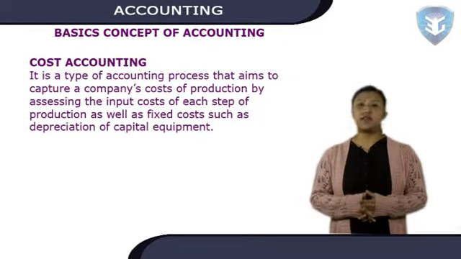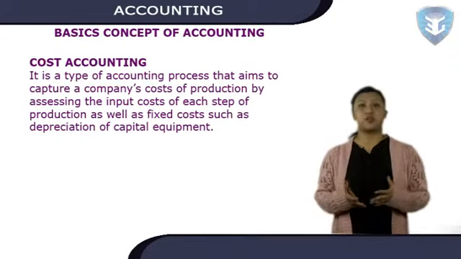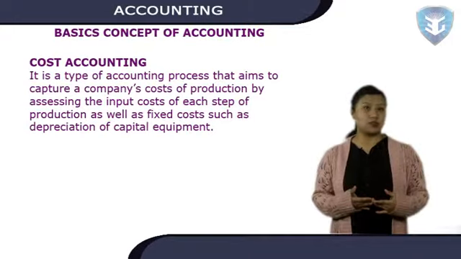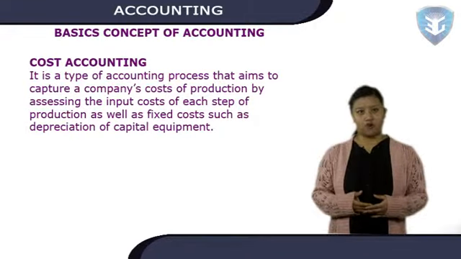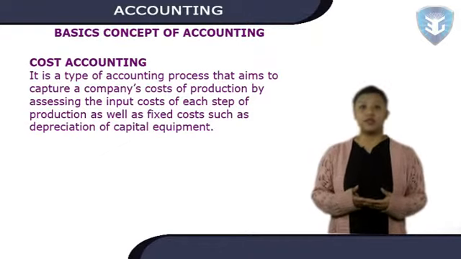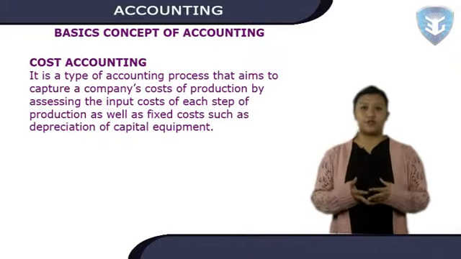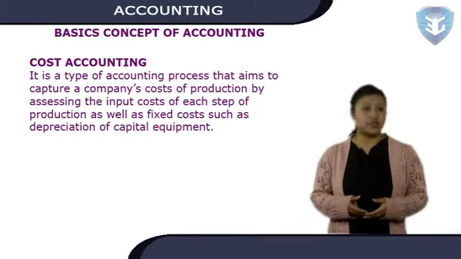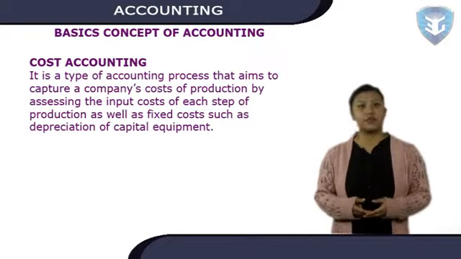Cost accounting. It is a type of accounting process that aims to capture a company's costs of production by assessing the input cost of each step of production as well as fixed costs such as depreciation of capital equipment. Cost accounting will first measure and record these costs individually, then compare input results to output or actual results to aid company management in measuring financial performance. Cost accounting is often used within the company to aid in decision making. Financial accounting is what the outside investor community typically sees. Financial accounting is a different representation of cost and financial performance that includes a company's assets and liabilities. Cost accounting can be most beneficial as a tool for management in budgeting and in setting up cost control programs, which can improve net margins for the company in the future.